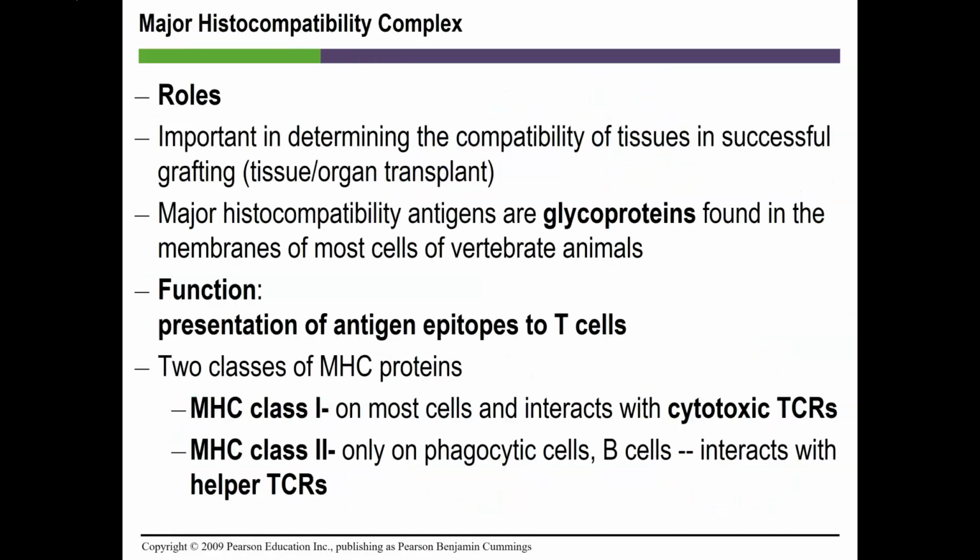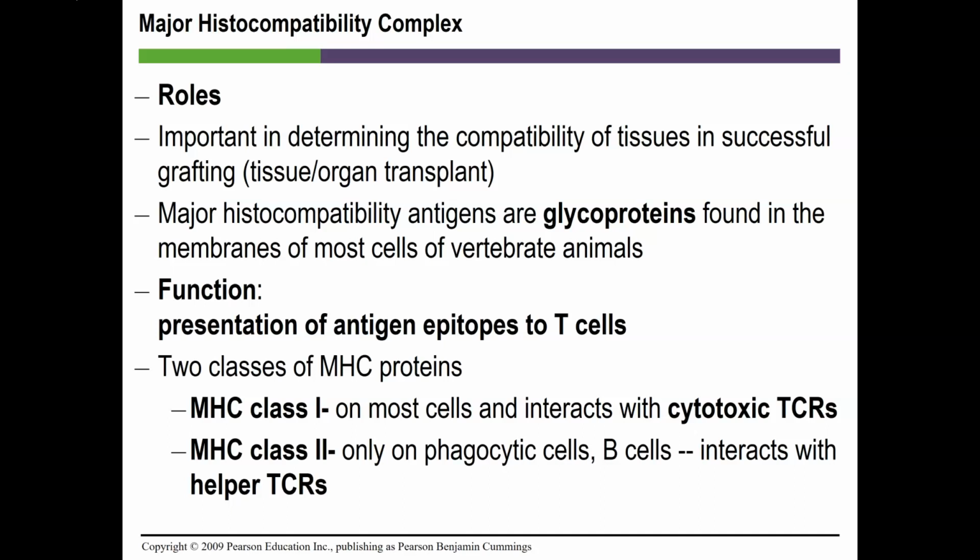Another key player in this whole complex dance of our immune response is what we call the major histocompatibility complex, or MHC. This set of molecules helps our immune system respond. These are glycoproteins that are found on the surface of cells, and one type is found on most cells. The other type is found on a more narrow group of specific cells. So we have these two types, or two classes, of MHC.